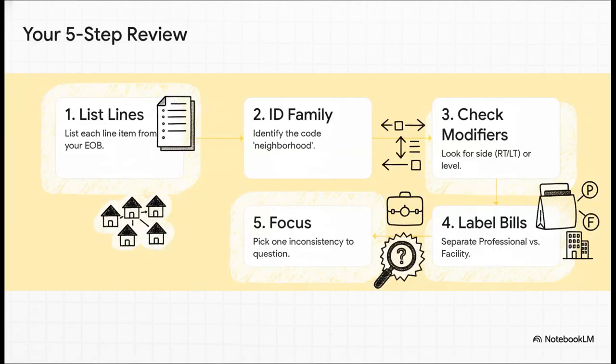So instead, here's your playbook, a simple 5-step review. 1, just list out every single line item. 2, try to identify which code family it belongs to. 3, check those crucial modifiers. Does it say right side, left side, what level? 4, if you got 2 bills, label them professional and facility so you know what's what. And 5, this is key, find the one line that seems the most off and focus your question right there.